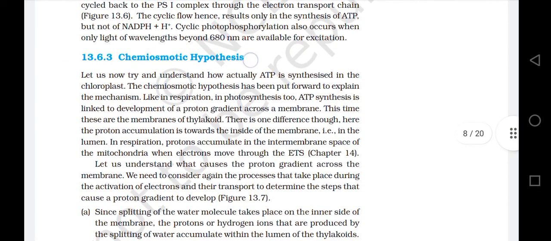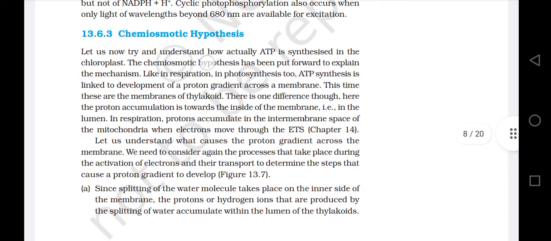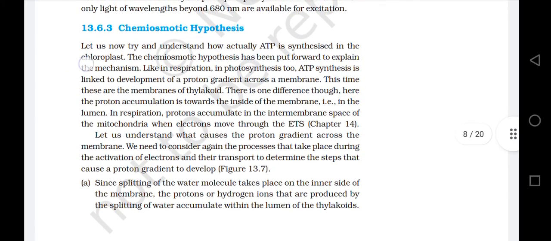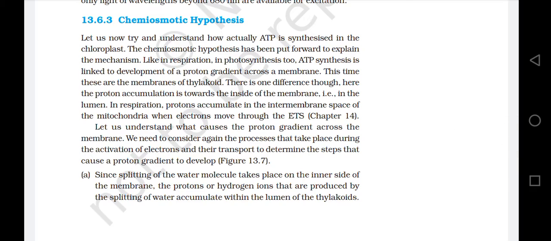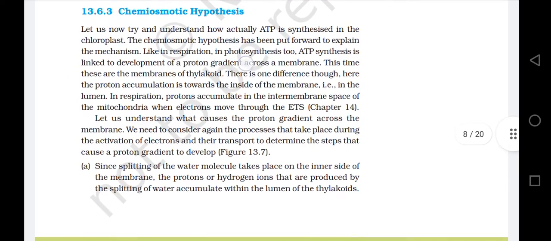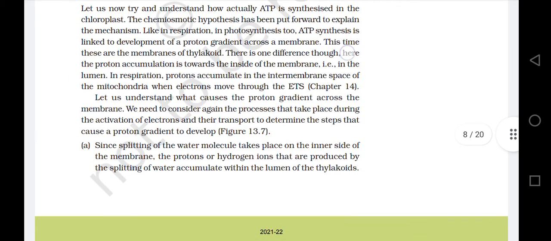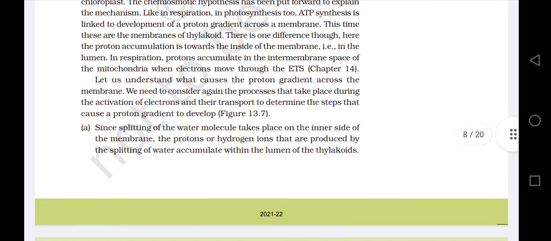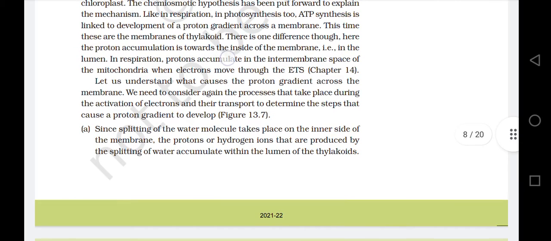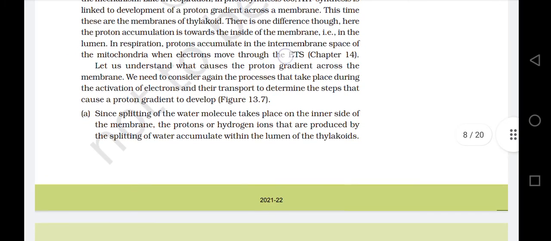13.6.3 Chemiosmotic hypothesis. Let us now try to understand how actually ATP is synthesized in the chloroplast. The chemiosmotic hypothesis has been put forward to explain the mechanism. Like in respiration, in photosynthesis too ATP synthesis is linked to development of a proton gradient across a membrane. This time these are membranes of the thylakoid. There is one difference: here the proton accumulation is towards the inside of the membrane, that is in the lumen. In respiration, protons accumulate in the intermembrane space of the mitochondria when electrons move through the electron transport chain.